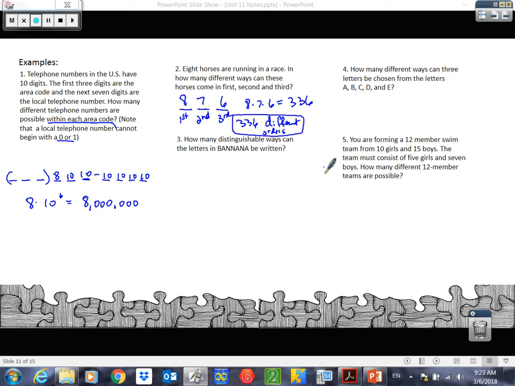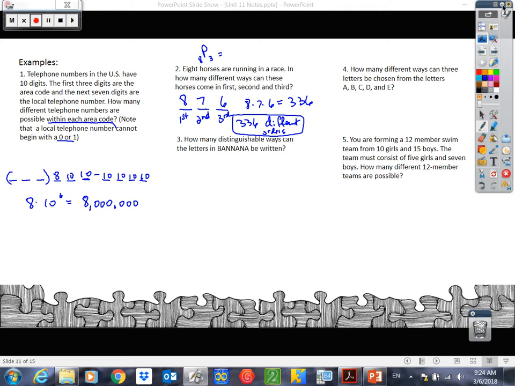Now that's using the blanks. This particular one also can be found using a formula. Order matters, right? Order matters. Basically, what I have is permutations. I have 8 horses that I'm taking 3 at a time. That's what we have going on. Permutations of 8 horses 3 at a time. Let's go to our calculator and input that.